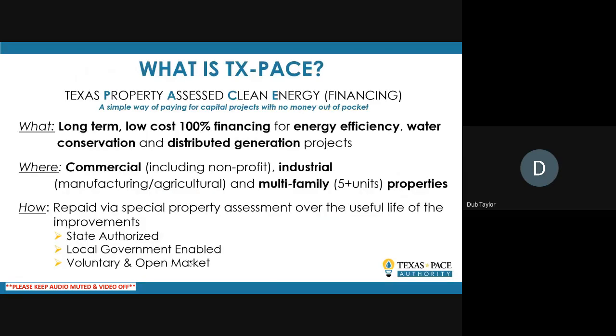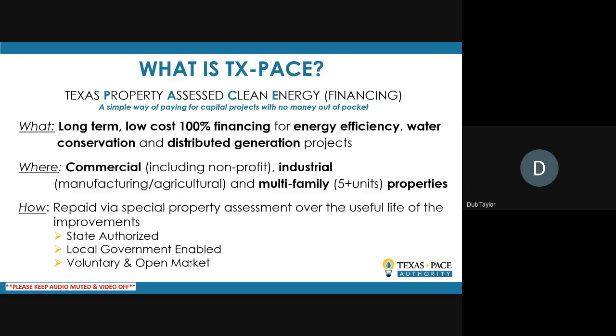So what is PACE? Property Assessed Clean Energy financing. We don't have the F at the end of PACE, but that really is what it is. It's a long-term financing structure that allows 100% financing for certain types of projects, including energy efficiency, water conservation, distributed generation projects. Essentially, things that are on the customer side of the meter that can reduce demand and further optimize those facilities.